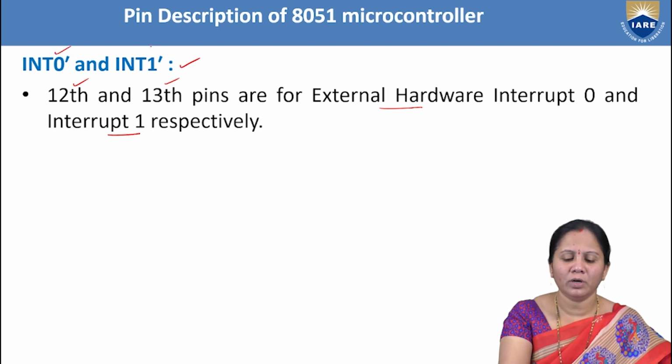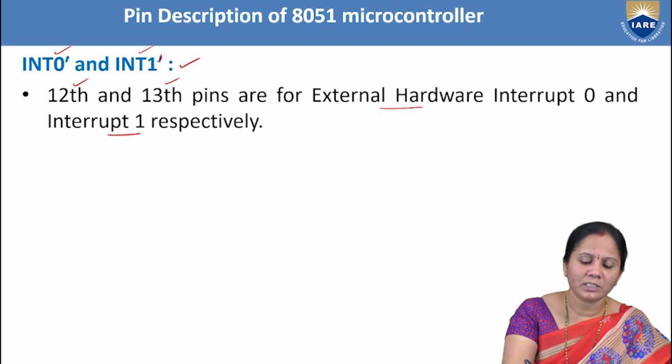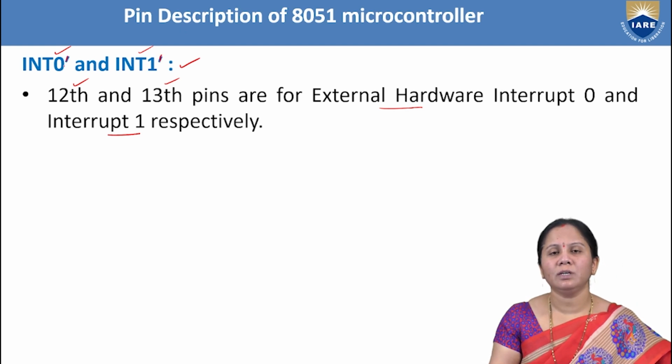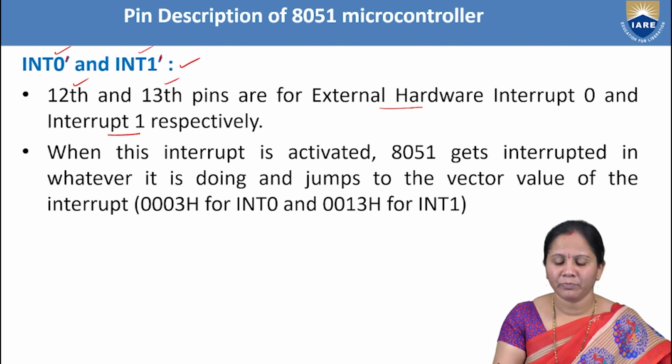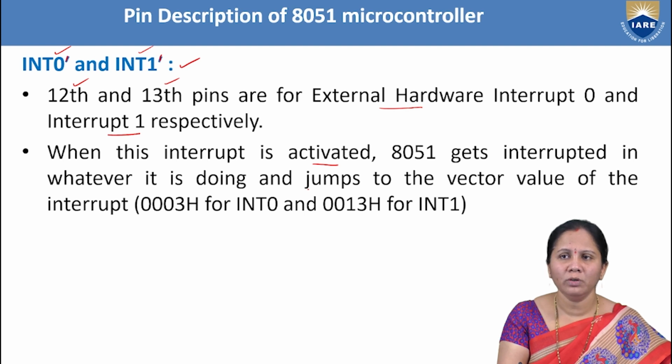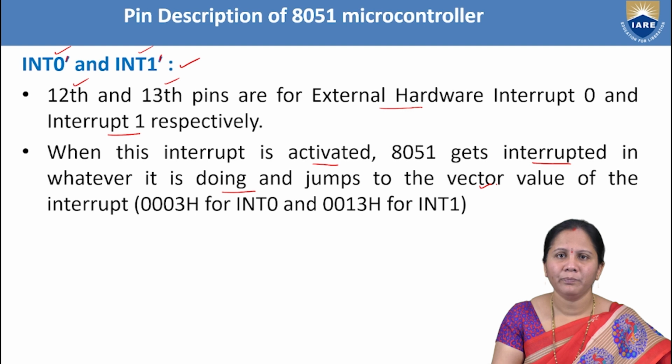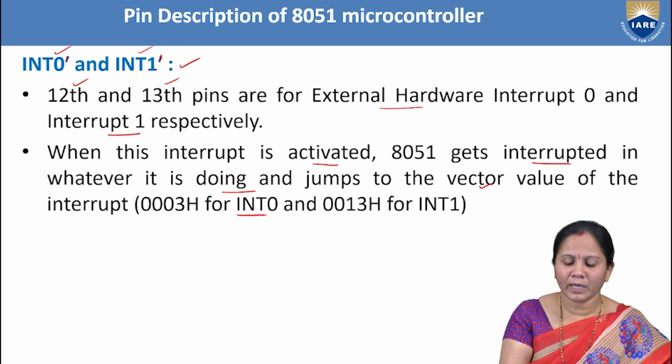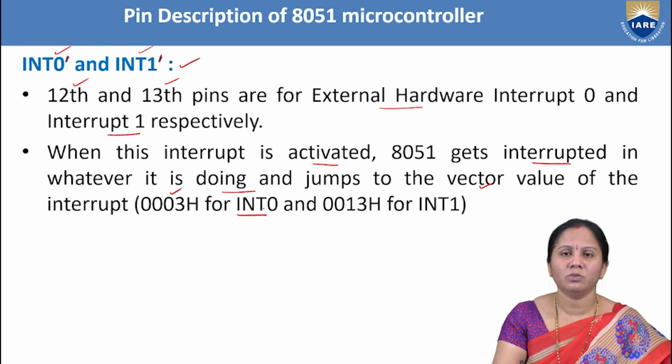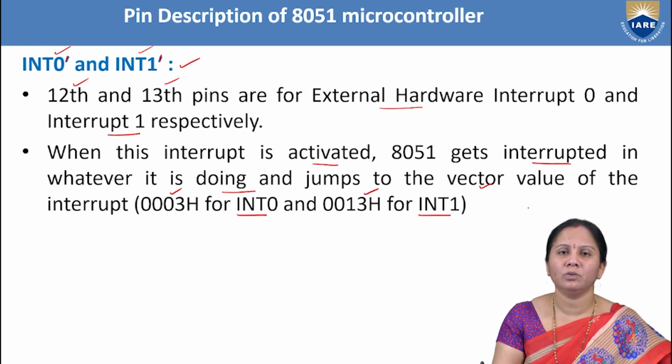So this is called interrupt 0 and this is called interrupt 1. If you see here, there is a bar indicated on the top, so these two signals are called active low signals. When these two signals are made active low, the 8051 will get interrupted in whatever it is doing, and then it jumps to the vector table in order to execute that interrupt service routine. For example, if you take INT0, its vector value in the interrupt vector table is 0003H, and if you take INT1, its vector address is 0013H.